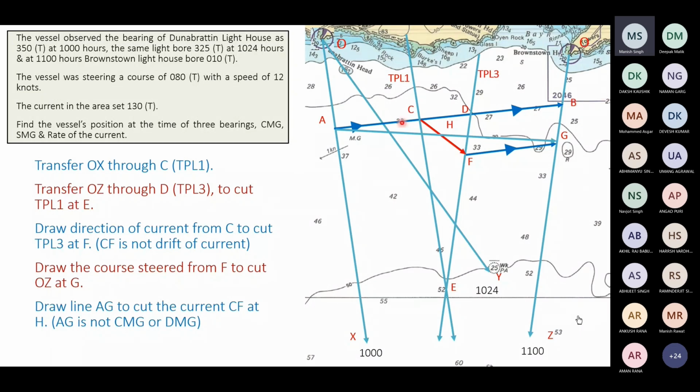Now what we do is, this Alpha Golf line which we see on the chart cuts our current direction line, that is the CF line, at a particular point. You can see that intersection point here. Let's identify and name this point as H. So we have the H point identified on our plot now.